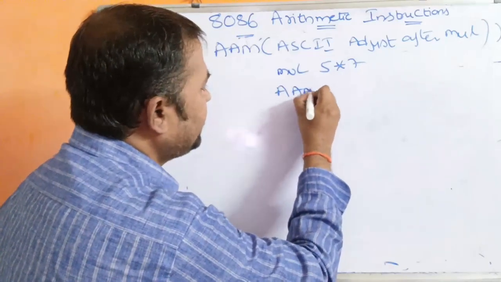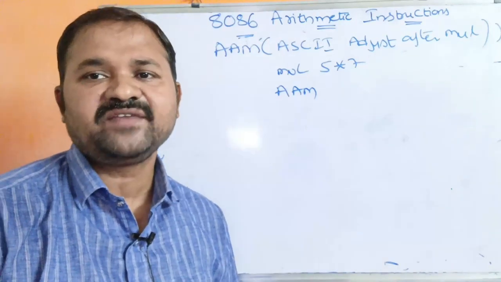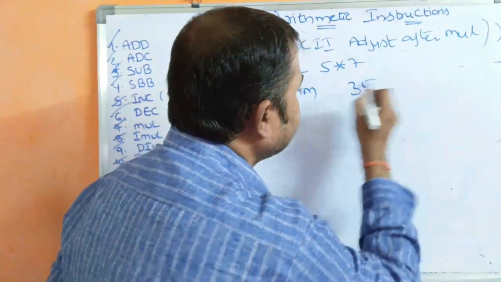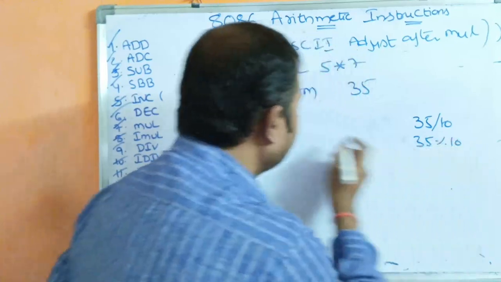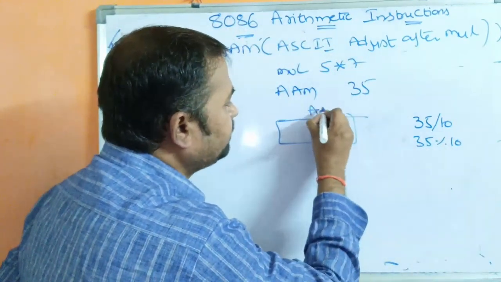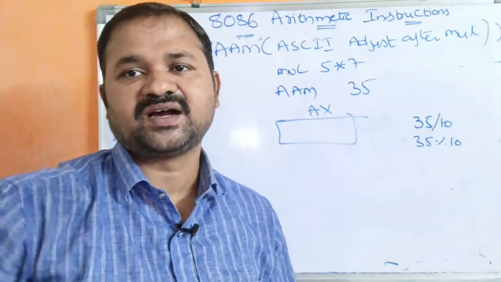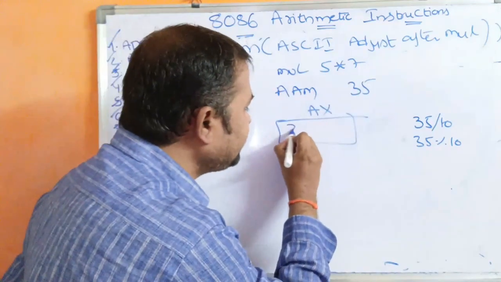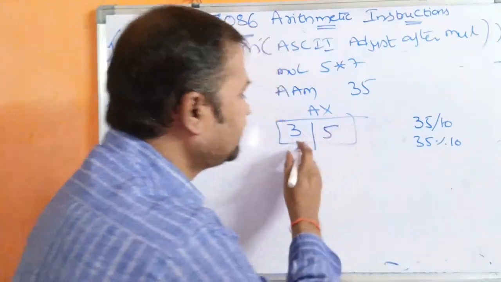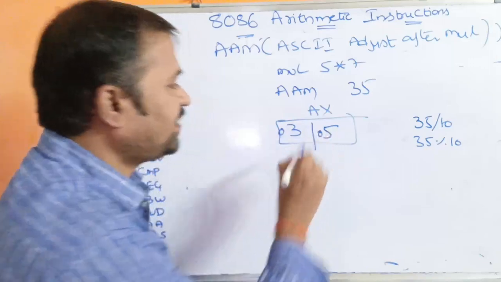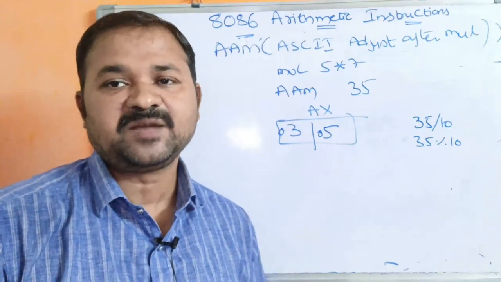So AAM. What this instruction will do is, the algorithm is very, very simple. What is the result of 5 into 7? The result of 5 into 7 is 35. So it simply performs division by 10 and modulo 10 operations. The result will be stored in the AX register only. What is the result of 35 by 10? Division always gives the quotient. So 35 by 10 means 3. Whereas 35 modulo 10 gives the remainder. What is the remainder? 5. So we can write it as 0305. So this is the result. So simply it follows these two steps in order to perform the multiplication operation.